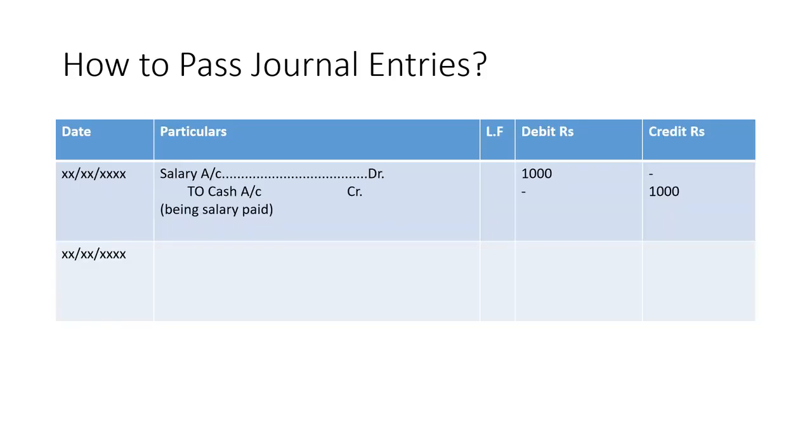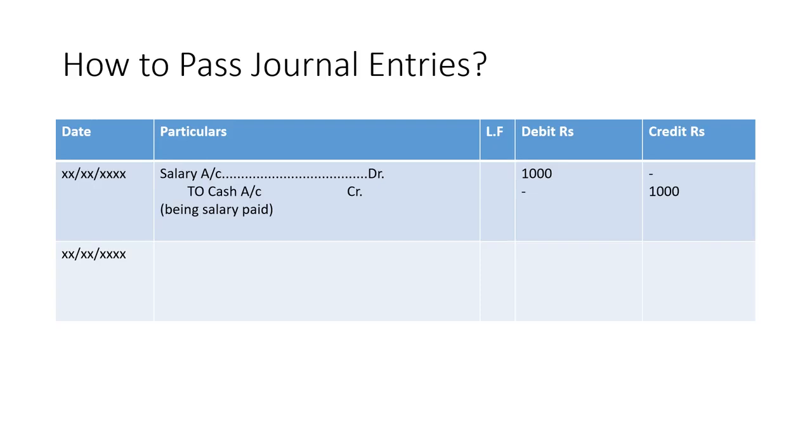The entry will look like this: salary account debit, salaries is an expense. So it says debit all expenses and losses, the nominal account rule, 1000, and to cash, as cash is going out. Very simple. It will be credited. In the narration we will write being salaries paid. So guys, this is salaries as an expense.